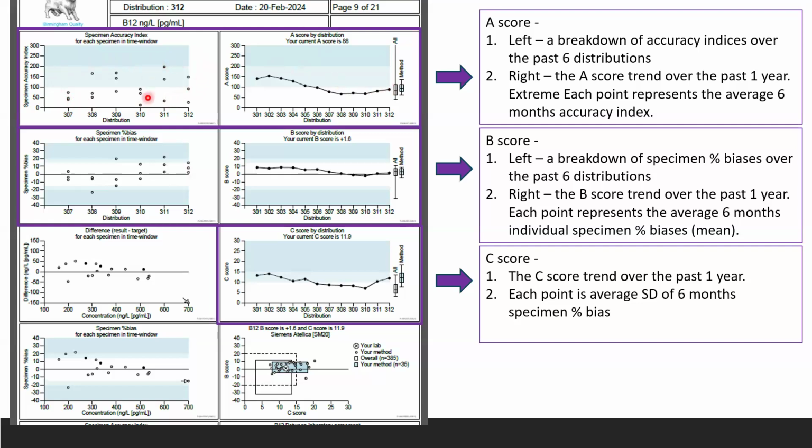On the other hand, when we go to the B score, the extreme right-hand data point is the B score, which is the average of 18 individual specimen percentage biases, which are shown on the graph on the left. And when we go to the C scores, again, the extreme point on the right is the standard deviation you get when you put these 18 percentage biases into the calculation of the B scores. So the trend reflects the historical data over a period of time.